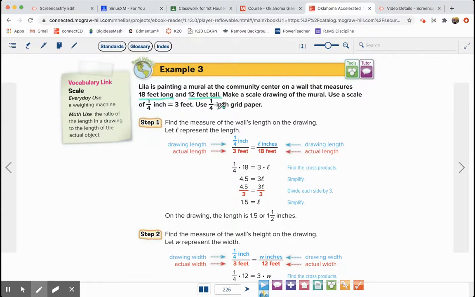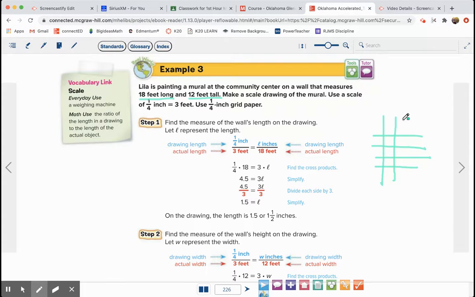And the reason they chose a fraction is because they said use 1/4 inch grid paper. So we're not really going to worry about drawing these so much today as we are just looking at it. All that means is if you're using 1/4 inch grid paper, graph paper, the squares are already 1/4 inch long. So what it's saying is basically each square would be 3 feet in real life.